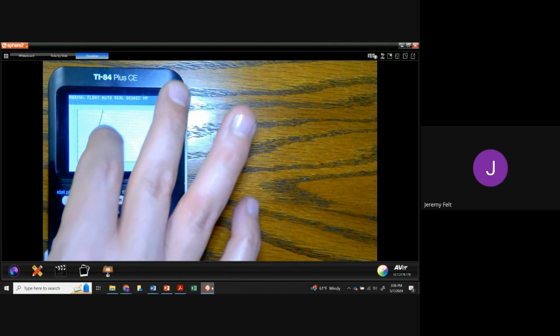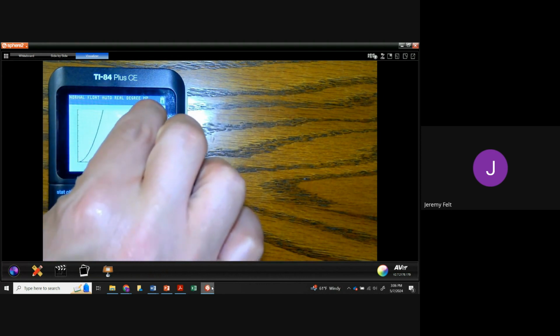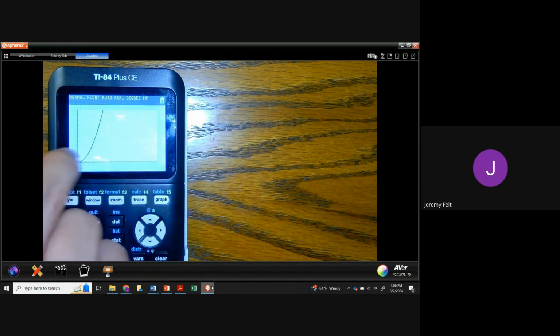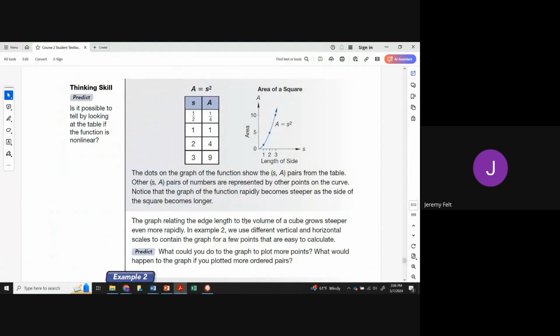Okay, it's going up exponentially because we have an exponent, which makes sense. So it's going up at an accelerated rate. It's not just linear going up the same amount each time, because we couldn't calculate, well, we could, but not right now, the slope of this, because it's going up at an accelerated rate.